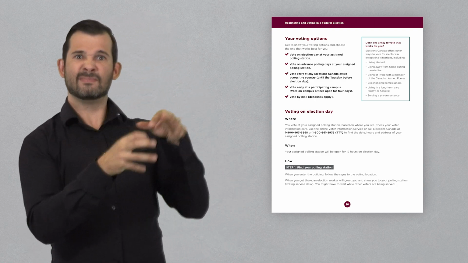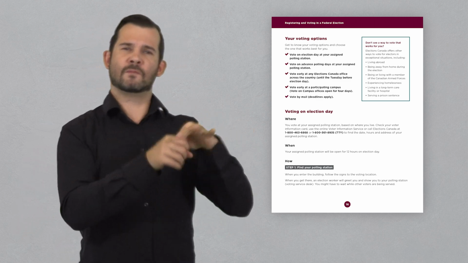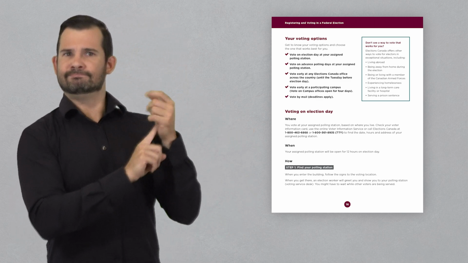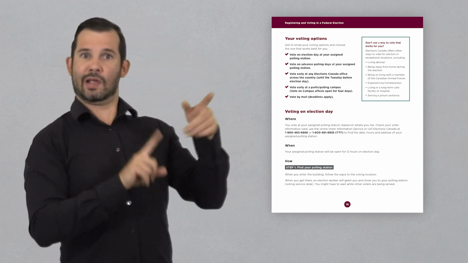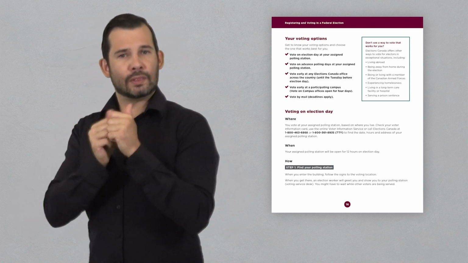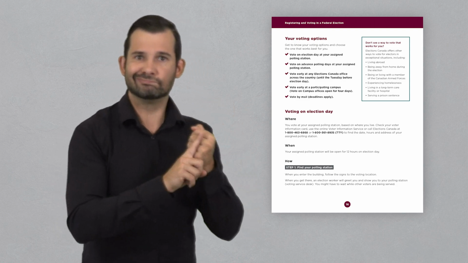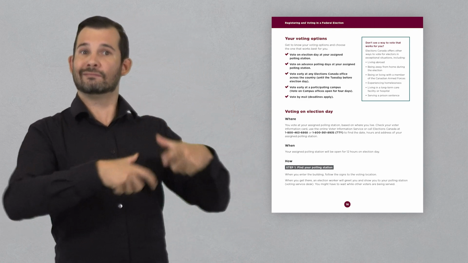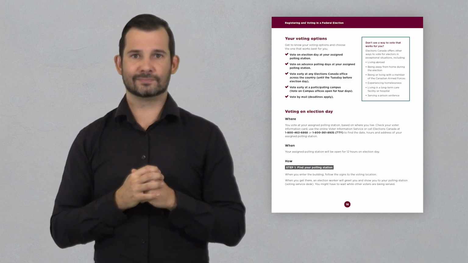Don't see a way to vote that works for you? Elections Canada offers other ways to vote for electors in exceptional situations, including living abroad, being away from home during the election, being or living with a member of the Canadian Armed Forces, experiencing homelessness, living in a long-term care facility or hospital, serving a prison sentence.